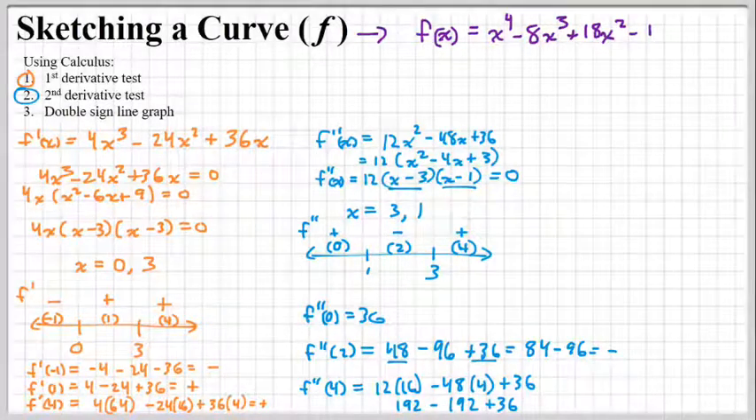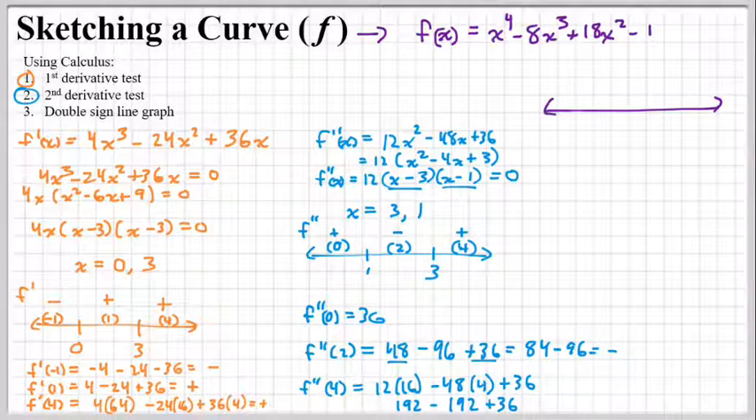So next what I want to do is I want to make a double sign line graph. And so I'm going to draw a little x-axis right here. And I'm going to put 0 first. Get that from over here, this critical point. And then the next one will be 1. And then 3. 3 is actually on both my second derivative and my first derivative. And so let's put my signs on each of these.